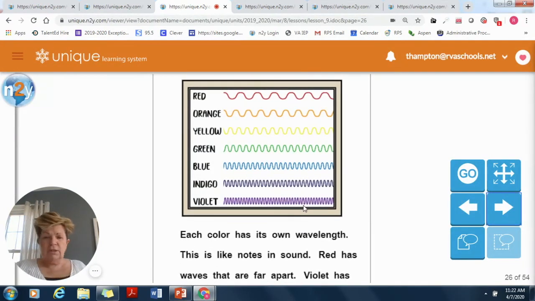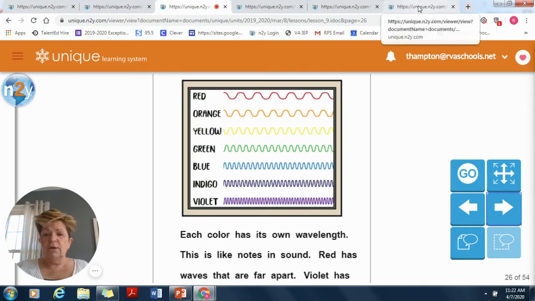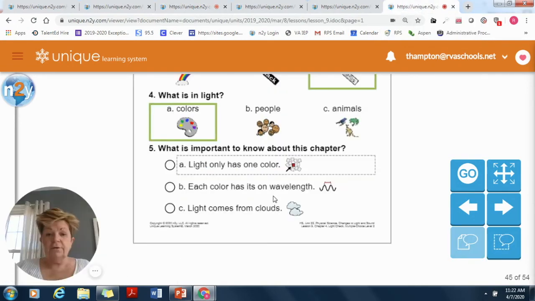What is our information telling us? Our information is telling us that every wavelength has its own color, okay? So each color has its own wavelength. And then C, light comes from clouds. Did we talk anything about clouds? No, I don't think that we did.